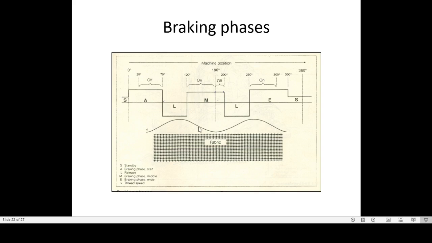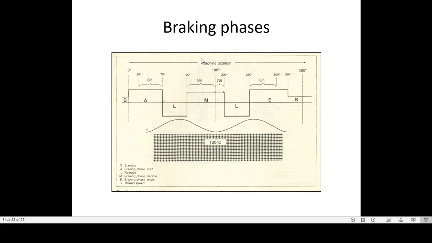If more weft breakages are there in the weft direction, it means the brake is not set properly. So proper setting of the brake is required here. Otherwise weft breakage and weft failure may take place.